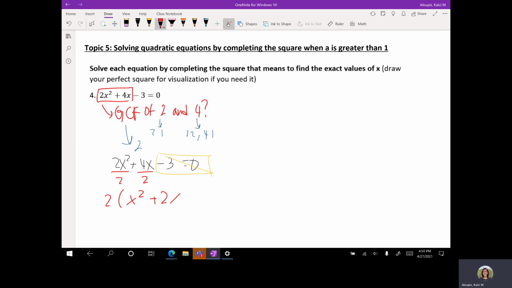plus 2x plus something. This is where we're going to complete our square. Minus 3 is equal to 0. So this is where we need something to complete the square. We don't know what yet, but we're going to get there.